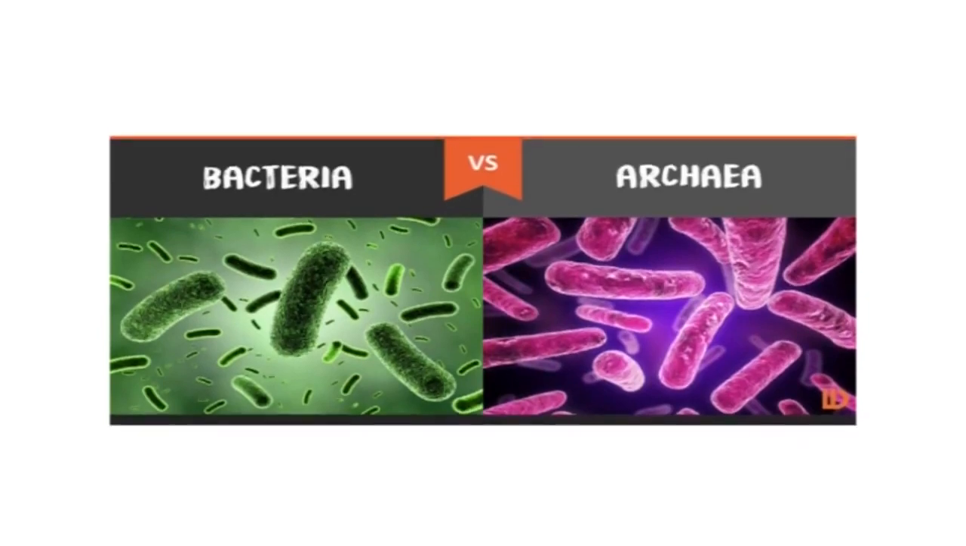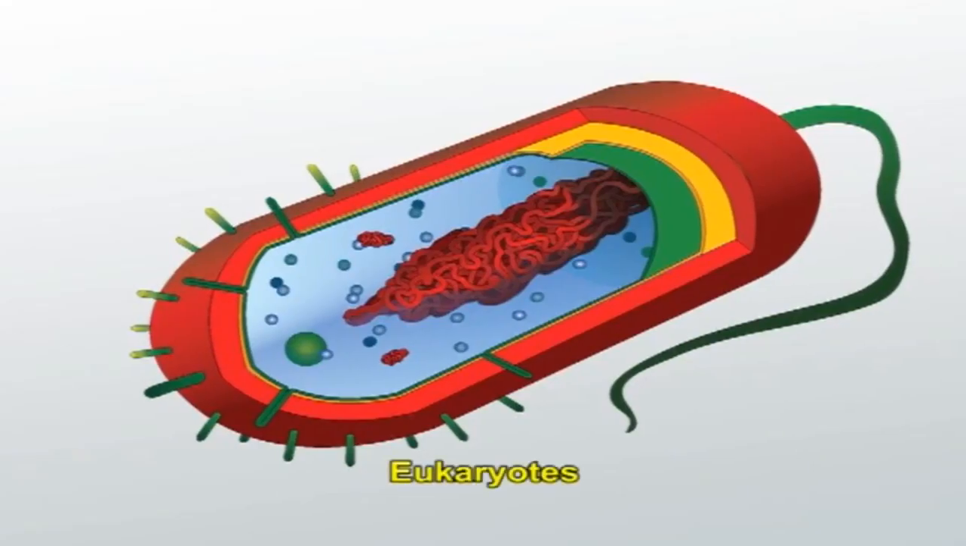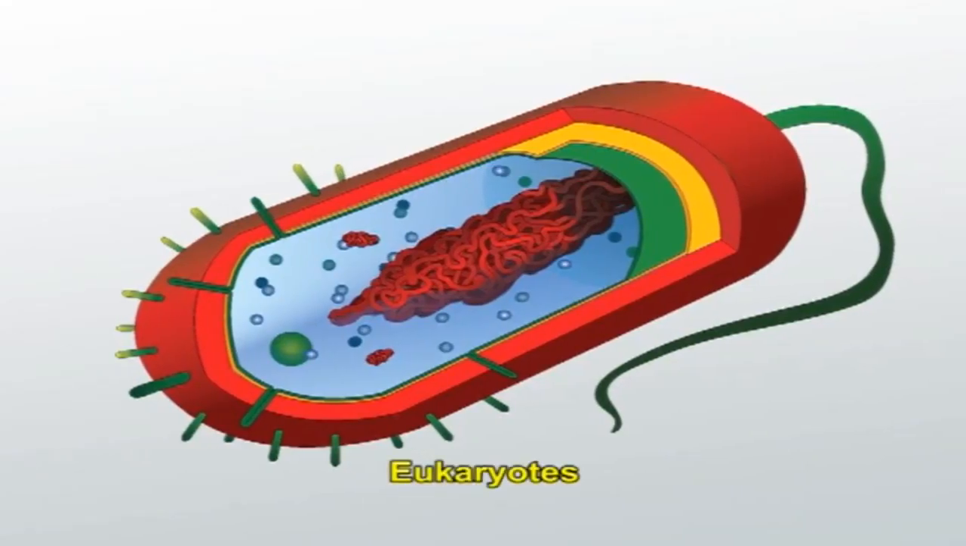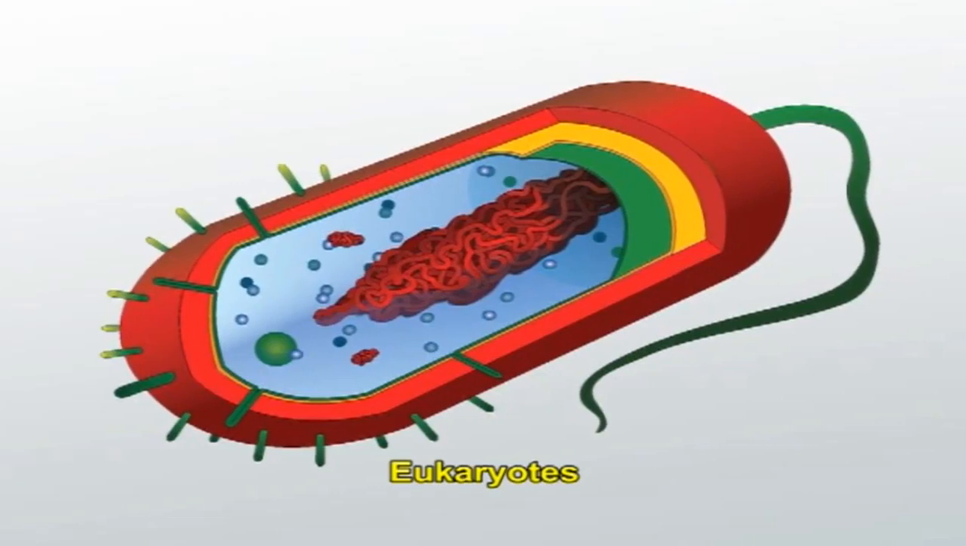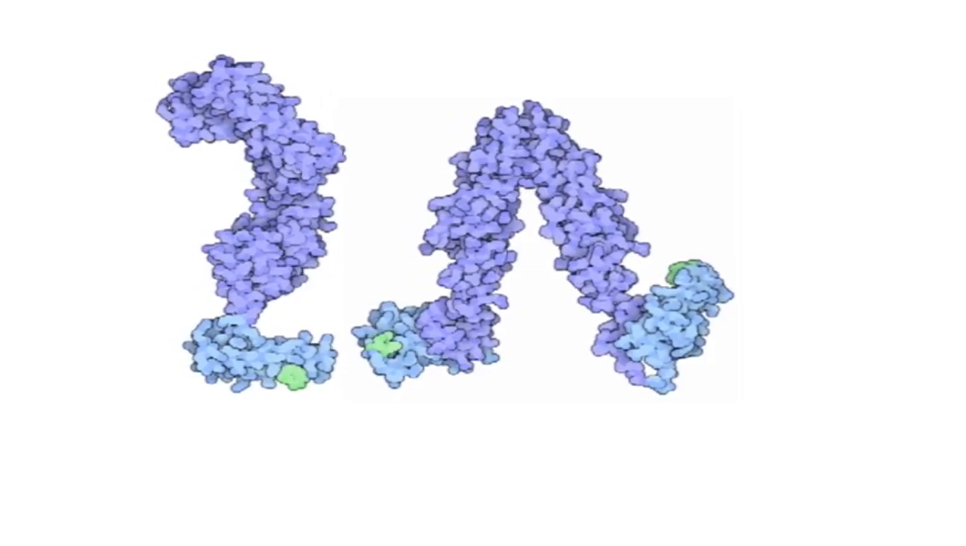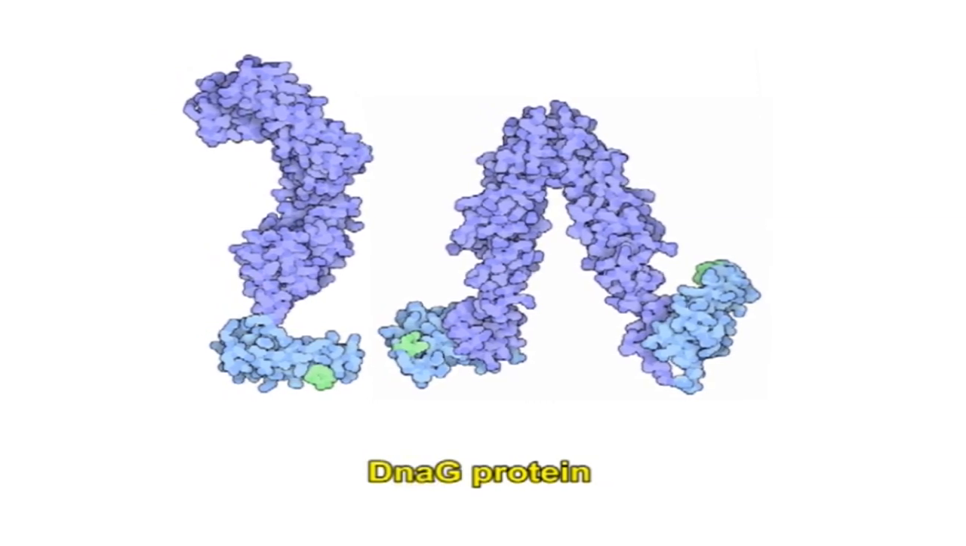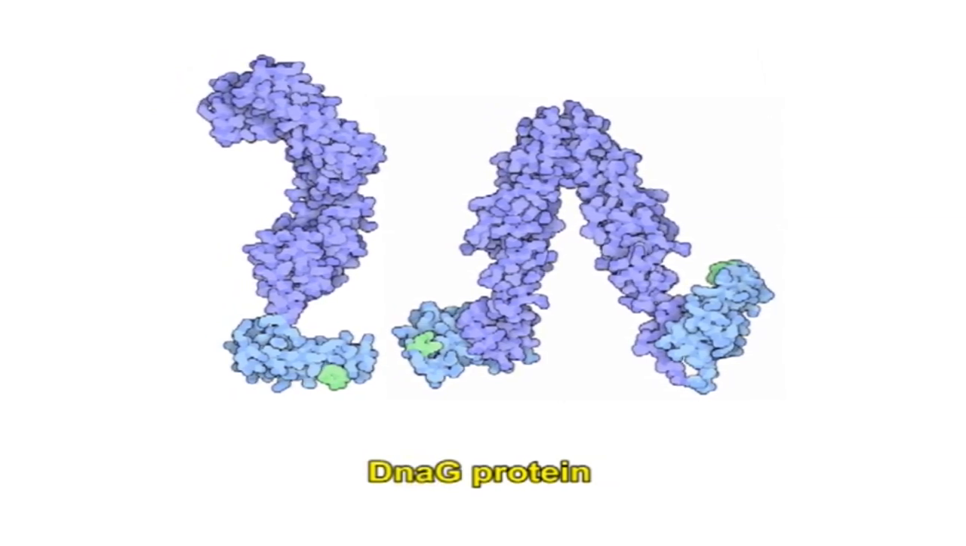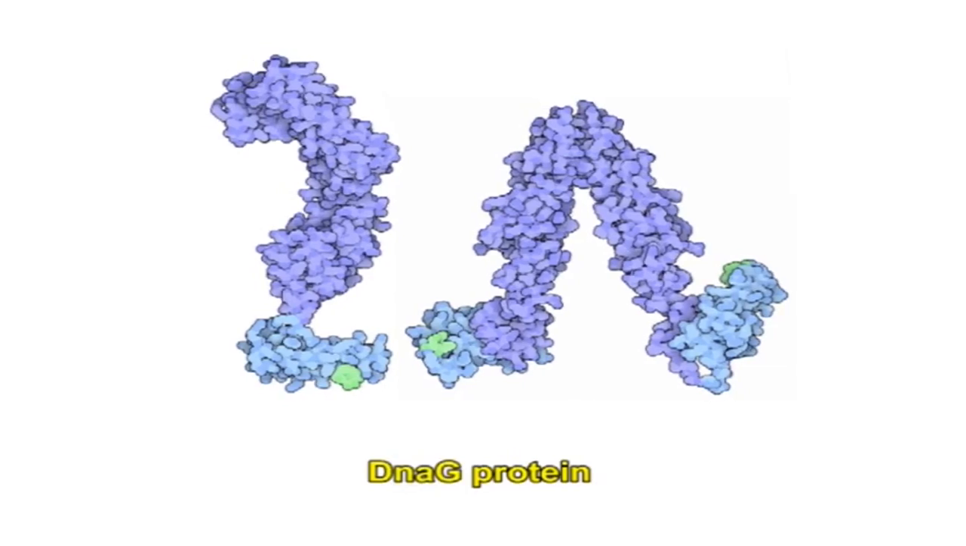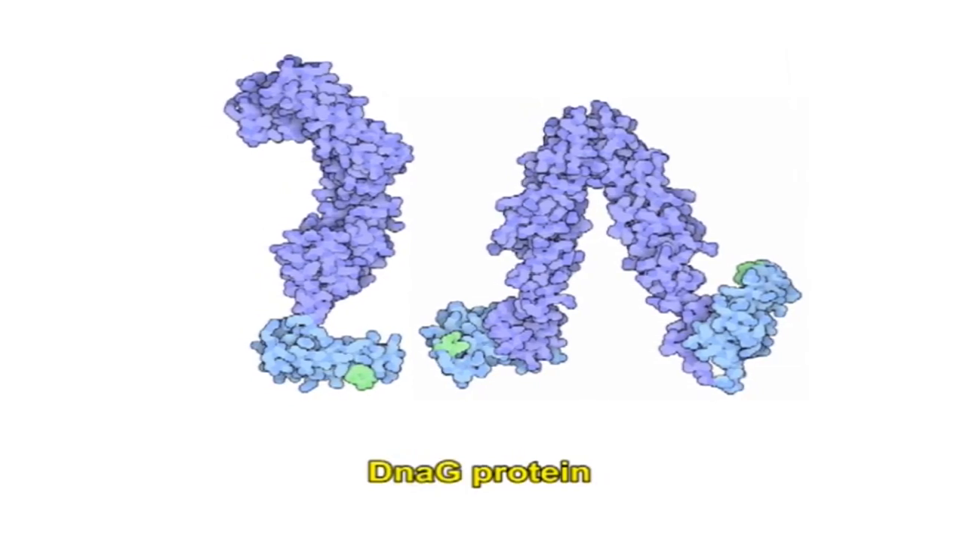Between bacteria, archaea and eukaryotes, the primase used in this process varies significantly. The primase used by bacteria belongs to the DnaG protein superfamily. The DnaG protein comprises a catalytic domain of the TOPRIM fold type.